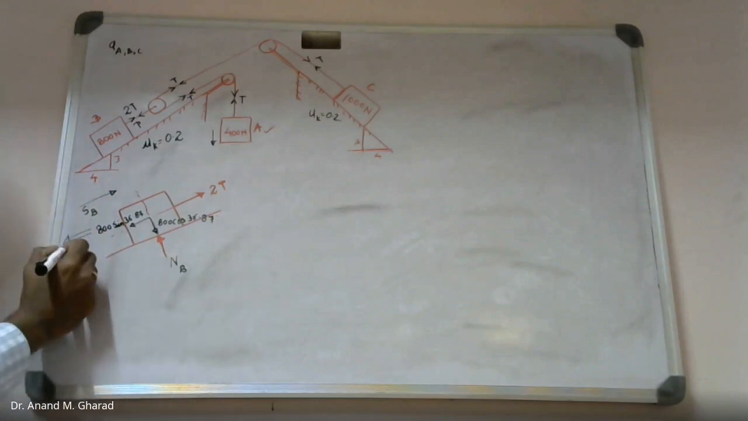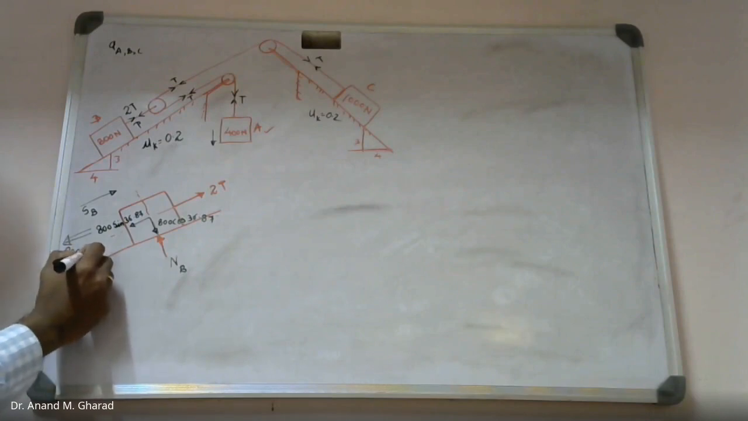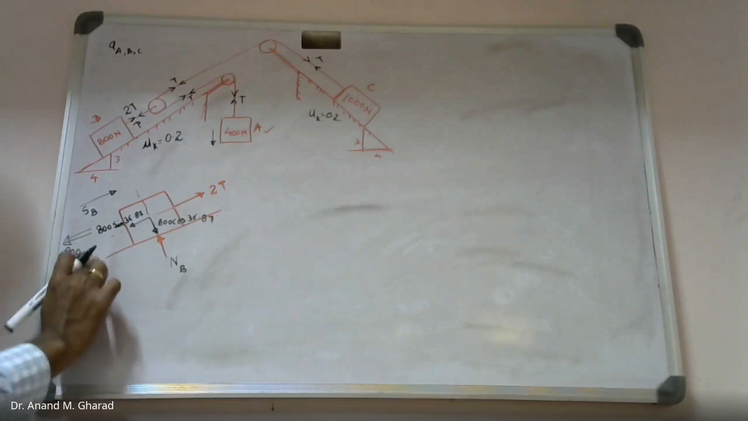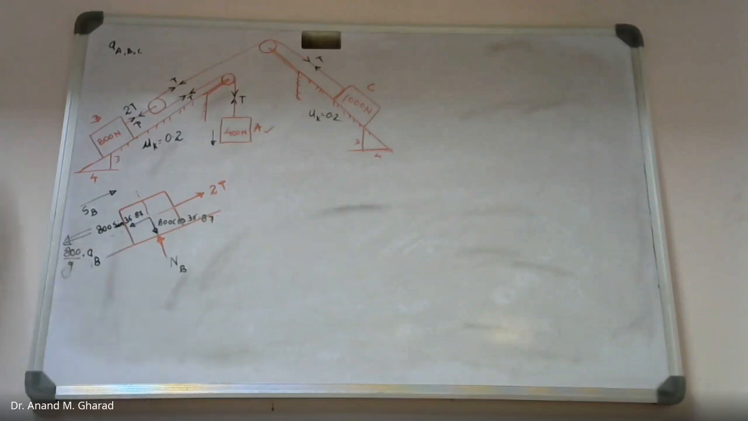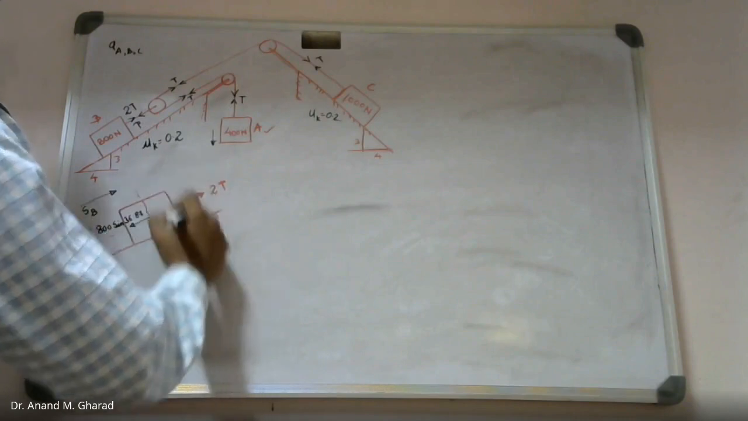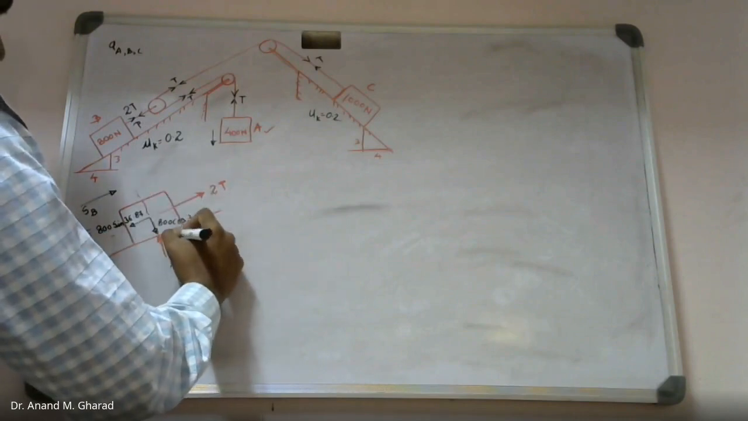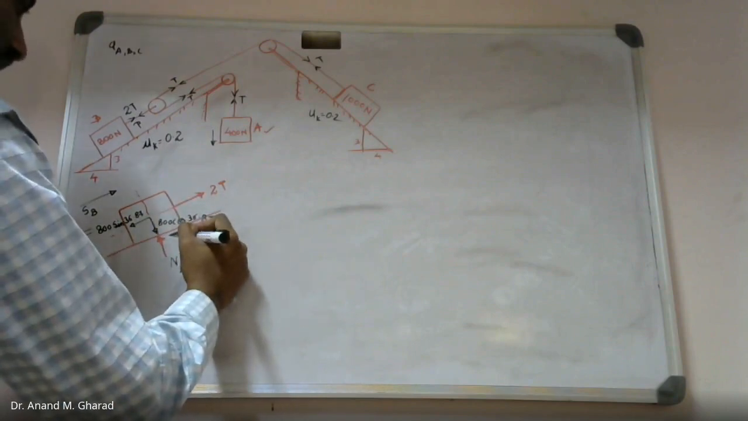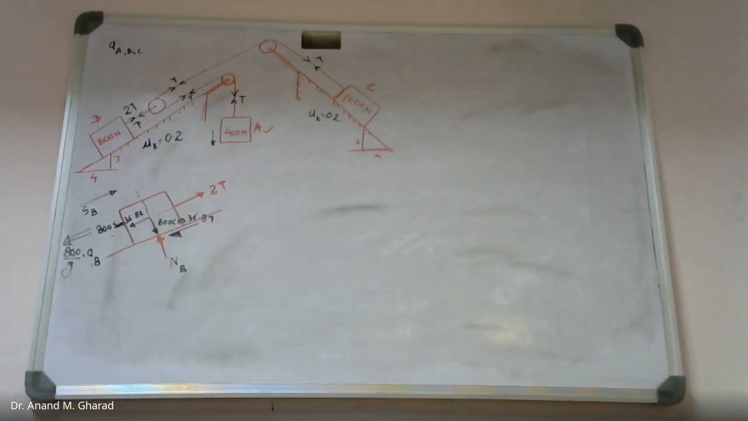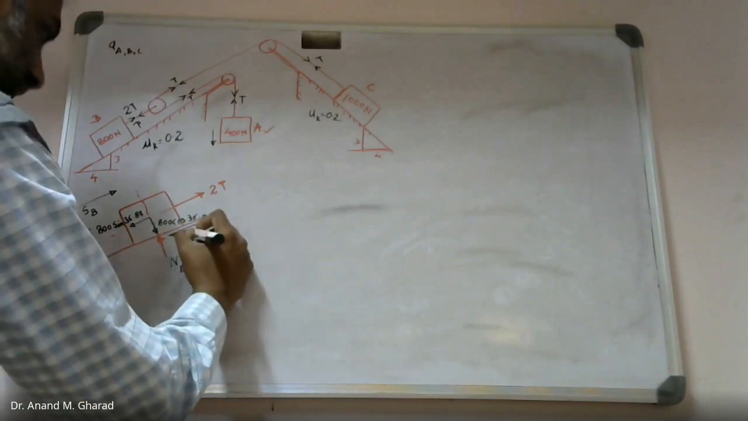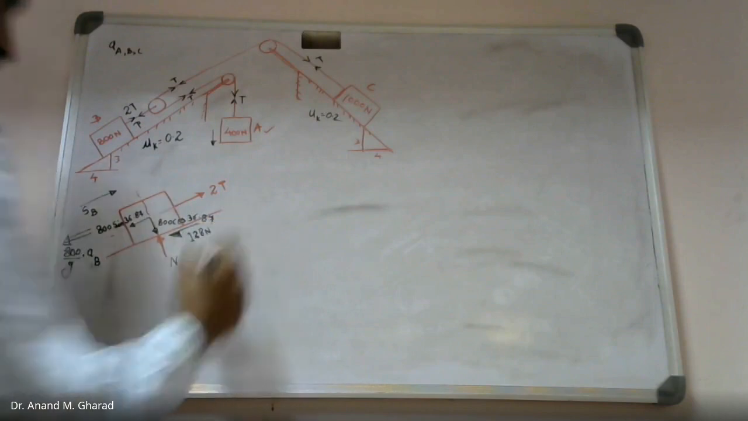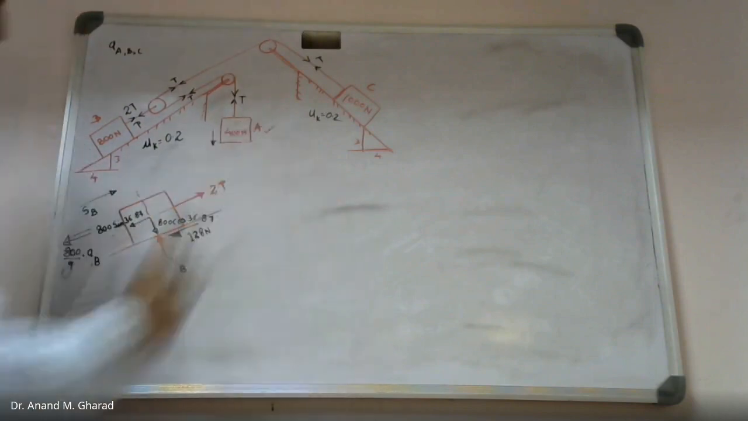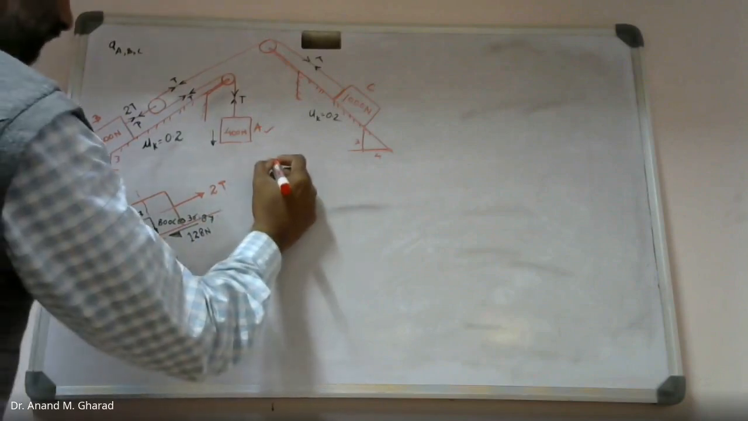What will be the magnitude? I will directly write down 800 divided by g, that is W by g into AB. Correct? Frictional resistance: since it is moving in the upward direction, the resistance offered shall be downward. What will be the magnitude? μk times NB. We have already found NB was 640. This came out to be 128 Newton.